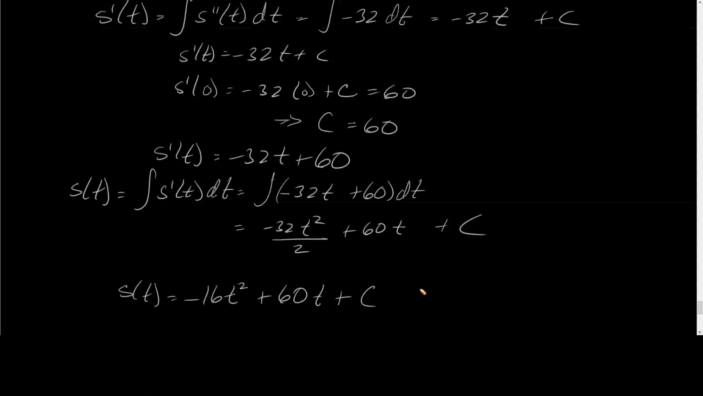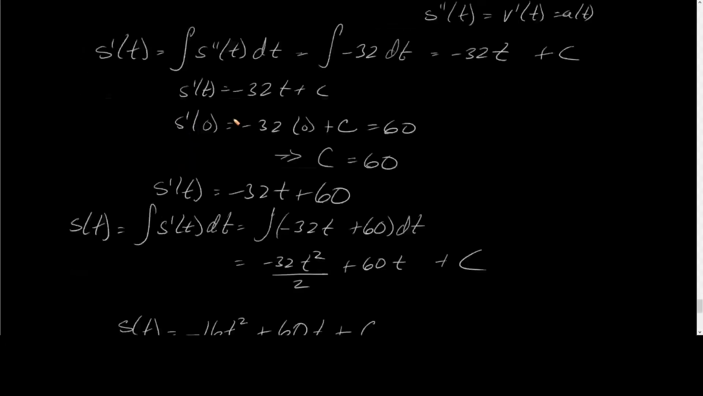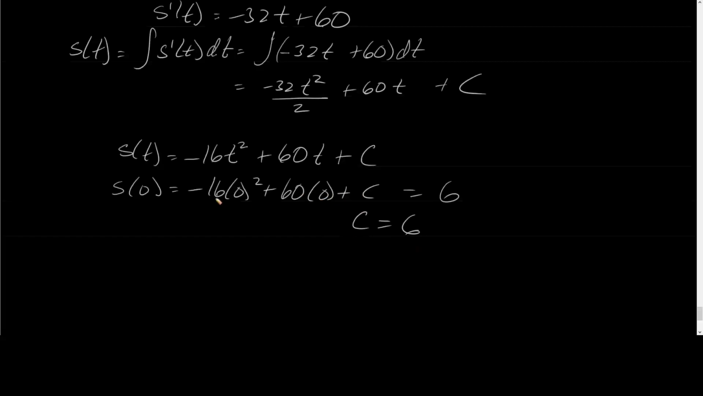And what were we given? We were given the initial height to be 6 feet, right? That's where the ball was thrown from, that height. So s of 0, which is negative 16 times 0 squared plus 60 times 0 plus c, is supposed to be equal to 6. So that c is equal to just 6, right? Because that's 0 and that's 0. So that gives me the position function to be negative 16t squared plus 60t plus 6. So that answers the first question.